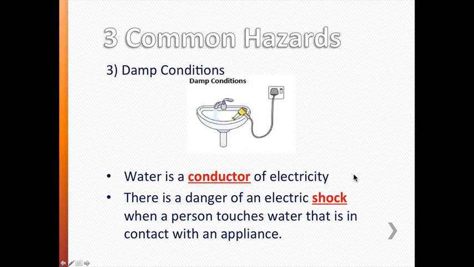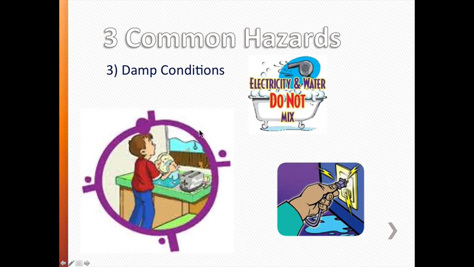Now the third situation, also common, is when you are trying to operate electrical appliances near water. We call it damp conditions. Because water is a conductor of electricity, there's a danger of electric shock when a person touches water that is in contact with an appliance. For example, if I touch here and the water is in contact, there's a possibility that electricity can flow through the water to my hand, and I can get an electric shock. So that's why you need to be careful not to use appliances near water. A toaster near the dishwasher, dangerous.